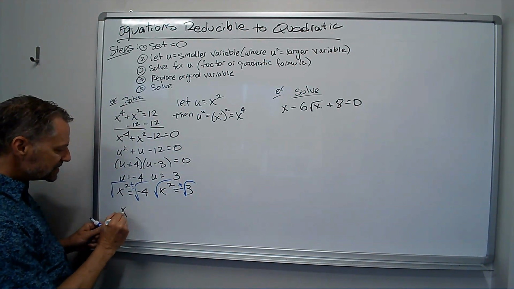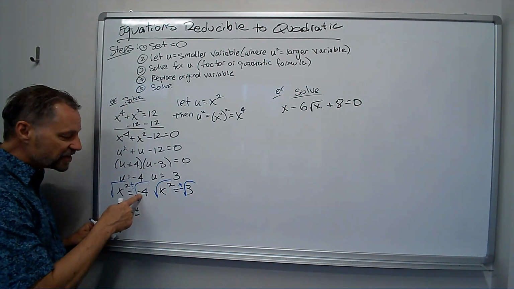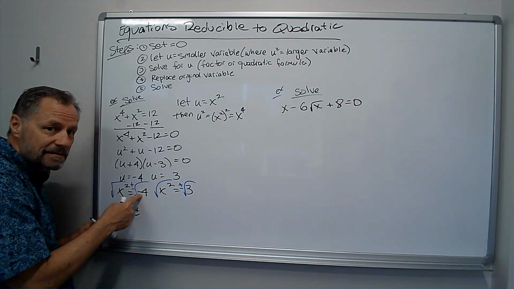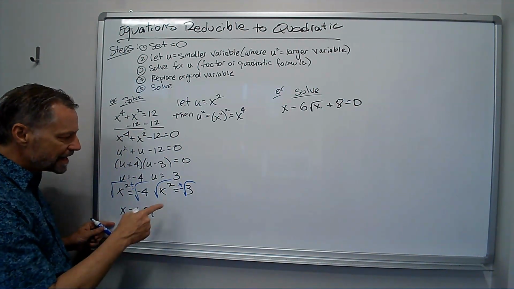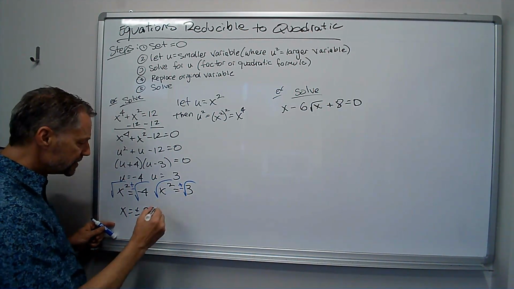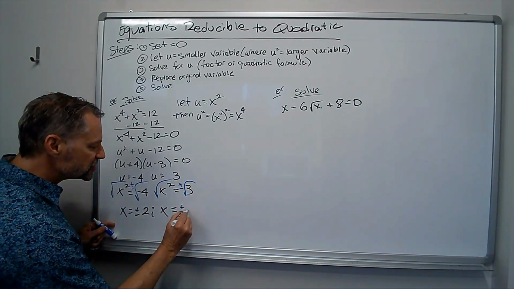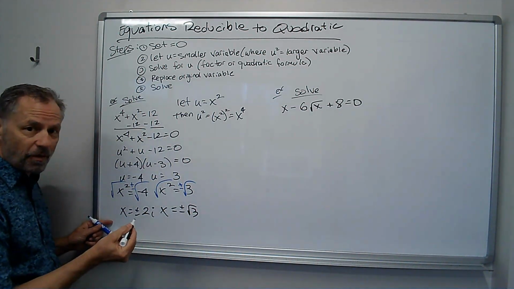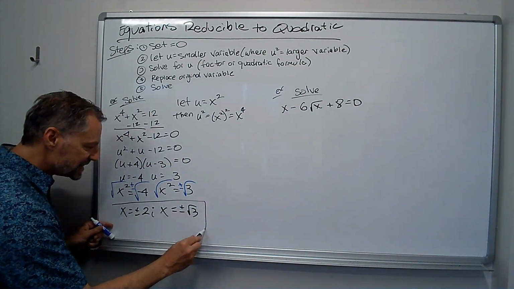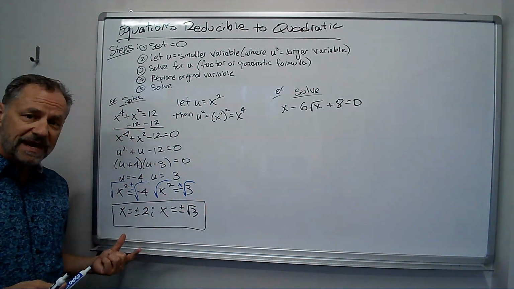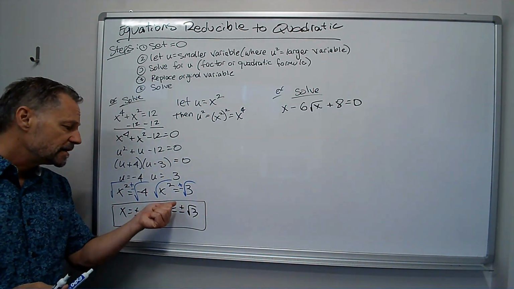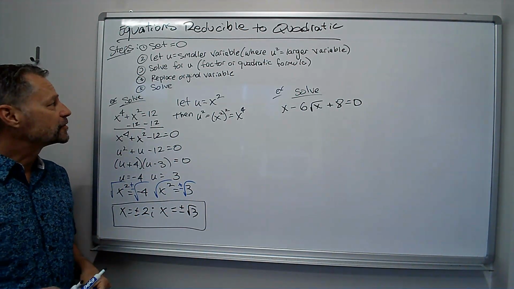So I get x equals plus or minus. Well, the negative under the square root becomes the i, and the square root of 4 is 2, so it's plus or minus 2i. And here I can't simplify the square root of 3, so it's just x equals plus or minus the square root of 3. And I have 4 answers. I'm just going to leave it that way. If they want you to list them individually, you can. But I get 4 different answers: 2i, negative 2i, square root of 3, negative square root of 3.